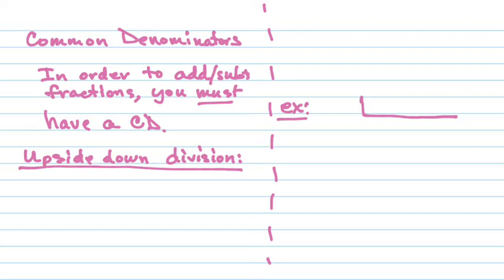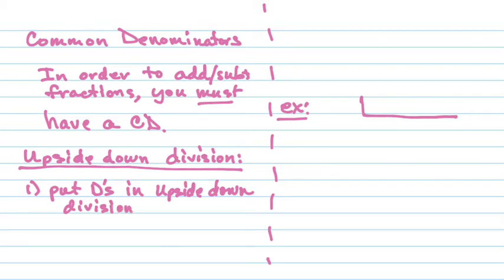So here we go. We have our division symbol, and here's what we're going to do. First, put the denominators in an upside-down division symbol. This takes a lot more writing than it does doing. Let's say we have the fractions, I don't know, 3 over 15. No, that will reduce. We don't want that. 4 over 15 plus 7 over 24. Who cares?